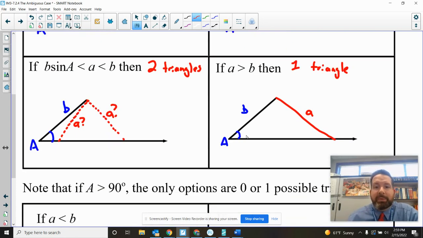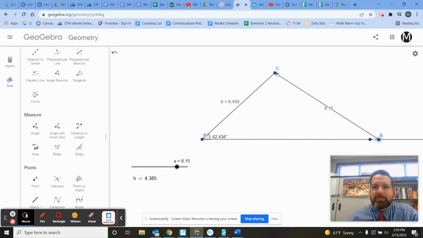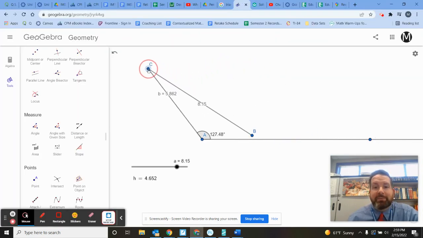Now, you'll notice the example we looked at here, this angle A was acute, meaning it was less than 90 degrees. What if A is more than 90 degrees? Then it becomes much easier. If you have an obtuse angle right here, then one of two things is going to be the case. If your A is less than your B, it doesn't reach. If your A is more than your B, it's going to reach exactly once.